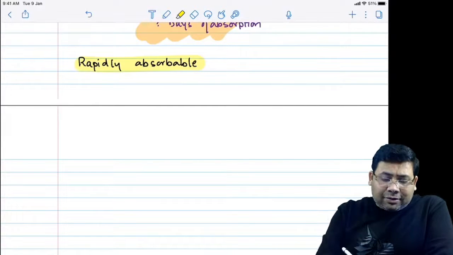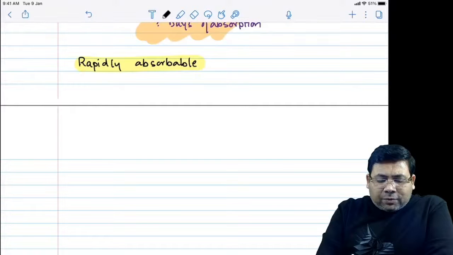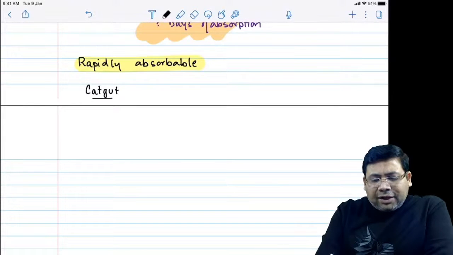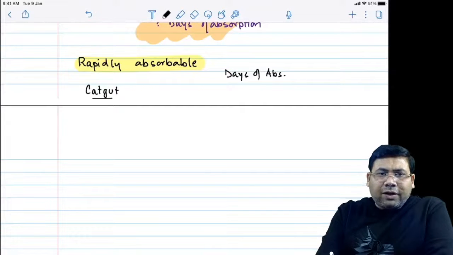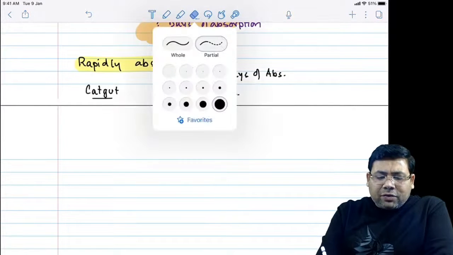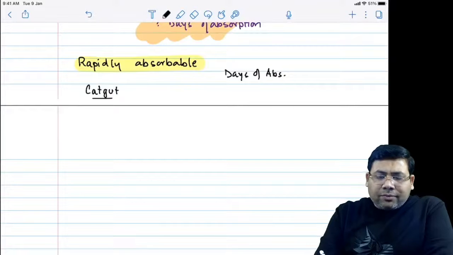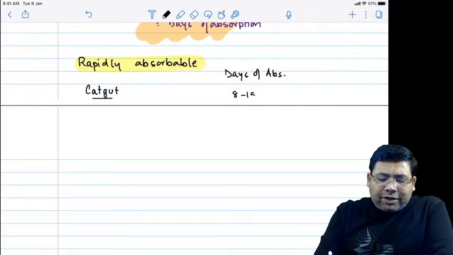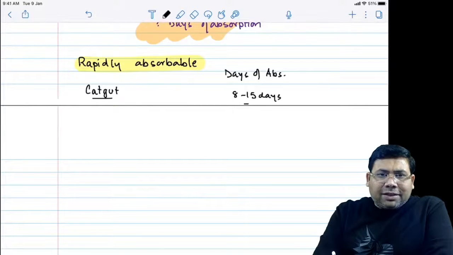Let us try to understand this. When we talk about rapidly absorbable, we have catgut. What are the days of absorption? It is 8 to 15 days. Some books say 7 to 15 days. So within 8 to 15 days, it gets absorbed.